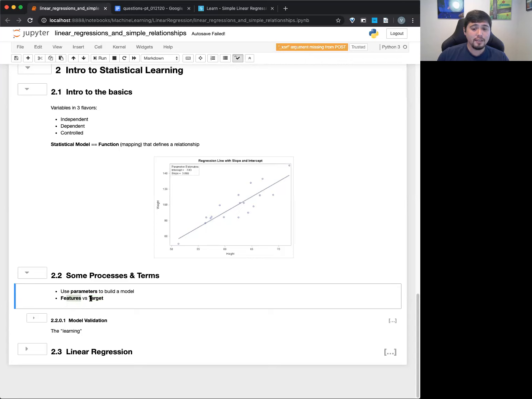But in general, the target is the thing we're interested in, the thing we want to know about. We want to predict it. And our features are the things we can measure and make predictions off of for the target. Anyone got me so far?